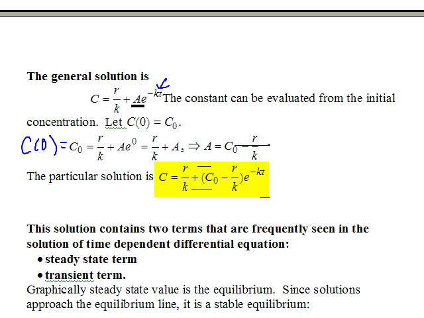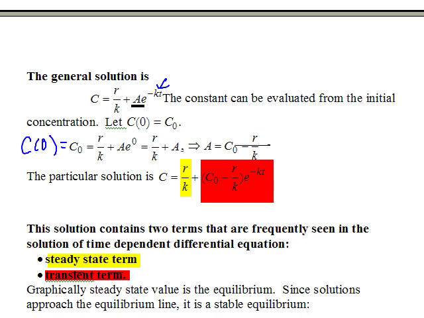Now the solution contains two terms. This is seen frequently in solutions of time-dependent differential equations. One is the steady state term. Here's the steady state term right here. It does not depend on time. The other is the transient term. Here's the transient term here. What it consists of in this case is the initial condition minus the equilibrium condition times a decaying exponential. So this transient term decays away, and what you have left is the steady state term R over K.